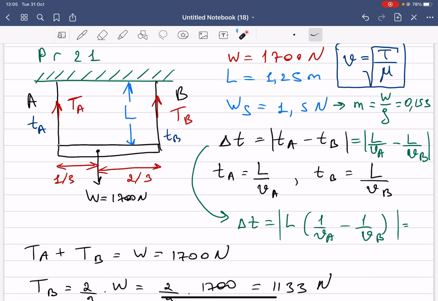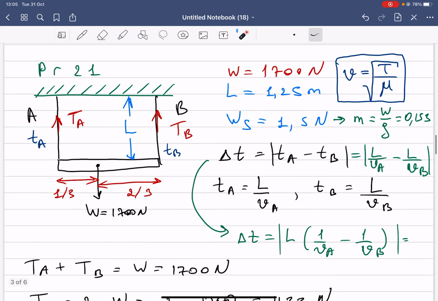The weight that is on the center of mass of this thing is 1700 Newton, okay? Then the weight of this wire is very small, comparatively to this weight. So the weight of the string is 1.7 newtons.